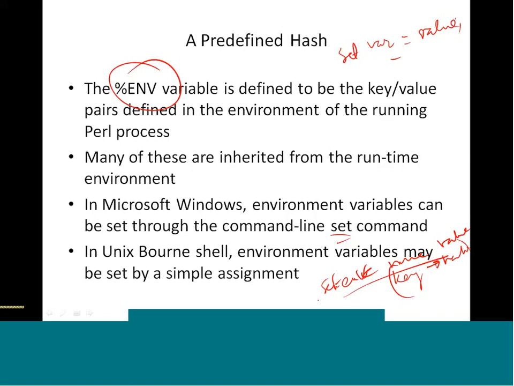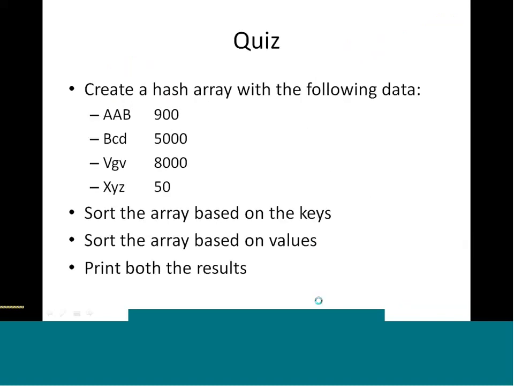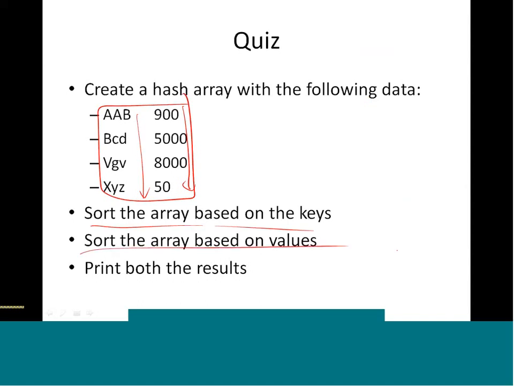So now let me give you a small quiz. Essentially, try to define a hash array with the following data. Here it's very simple. All of them are just strings, and this side is all numeric. It could be mix and match also. And now you sort the array based on the keys. Try to sort the array based on the values, and then print both the results and see what you get. We will discuss this in the next lecture as to what you should be seeing.